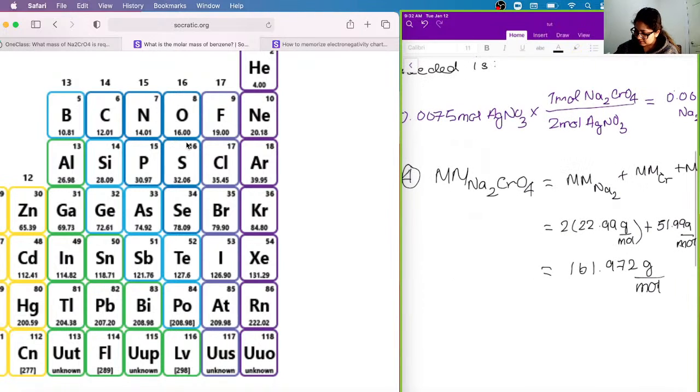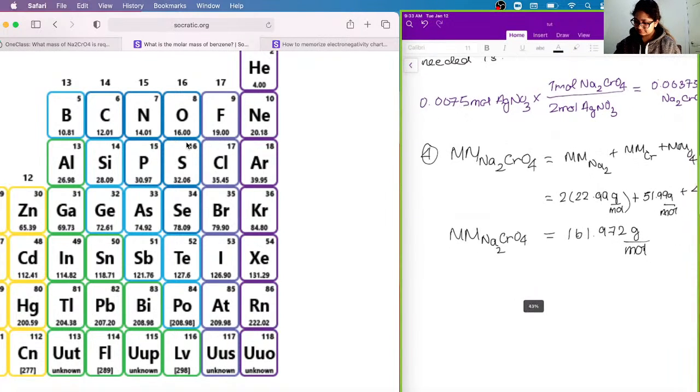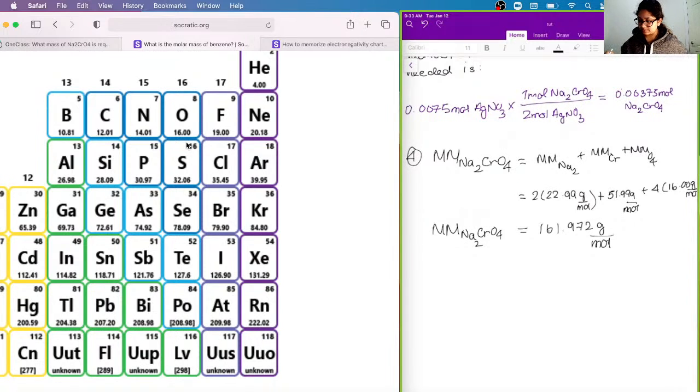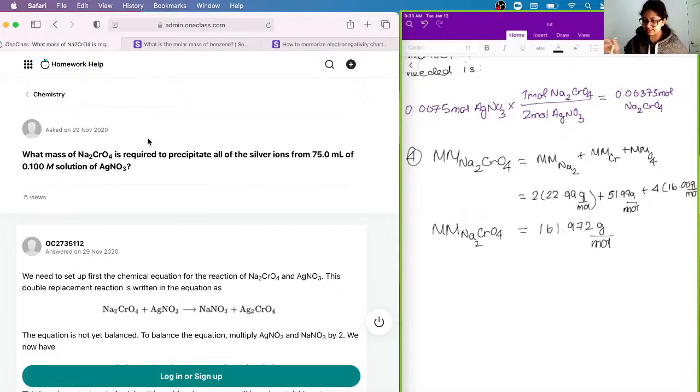So the molar mass of sodium chromate is 161.972 grams per mole. Now, as you can see, we found our molar mass and the number of moles, and so the last step, we can find the mass. Step 5, find the mass.